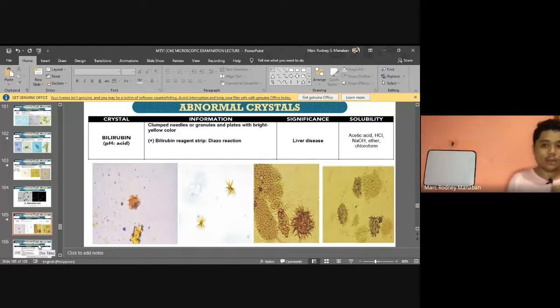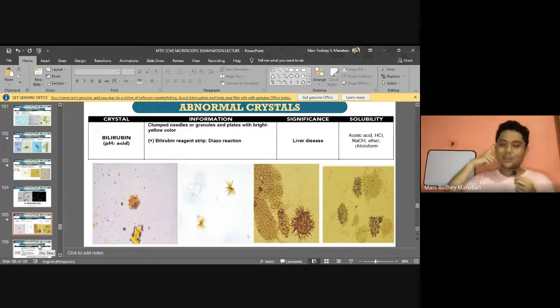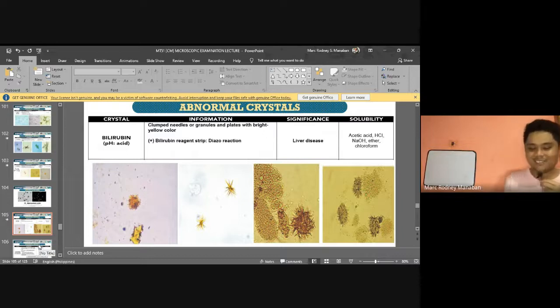Again, the liver disorder crystals: BLT. Bilirubin, leucine, and tyrosine. It might come out in the exam. It came out in our comprehensive exam or RE before. So take note of the mnemonic. I gave you the mnemonic BLT. Do not forget. Very easy to remember. Okay, so, bilirubin, leucine, and tyrosine.